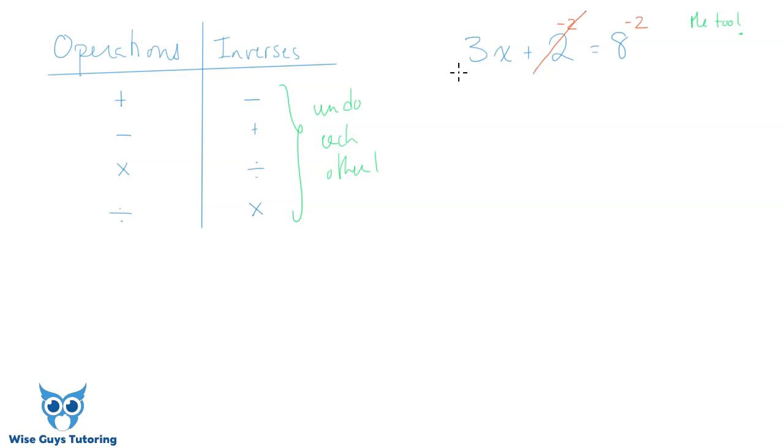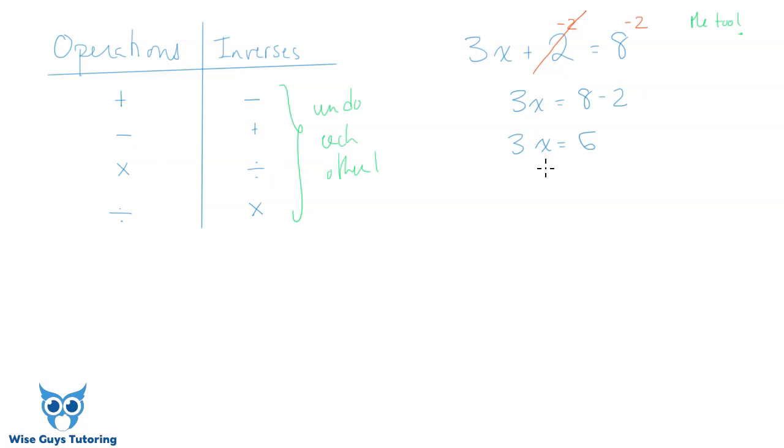What I have remaining now on the left side is 3x, and on the right I have 8 minus 2. This means that 3x is equal to 6. So what I've done essentially is I've reduced it to a one-step operation, which is fantastic because we know exactly how to solve them. Looking on the left, since I have 3 multiplied by x, I need to divide to get rid of it.